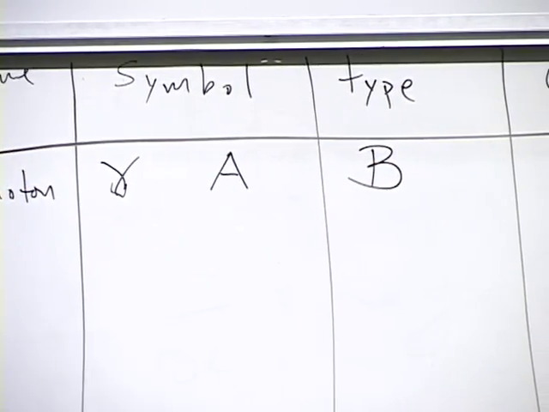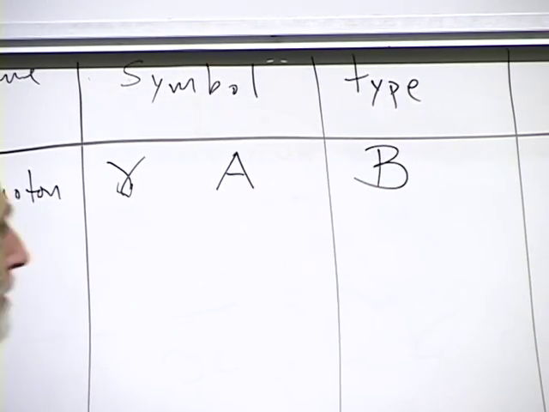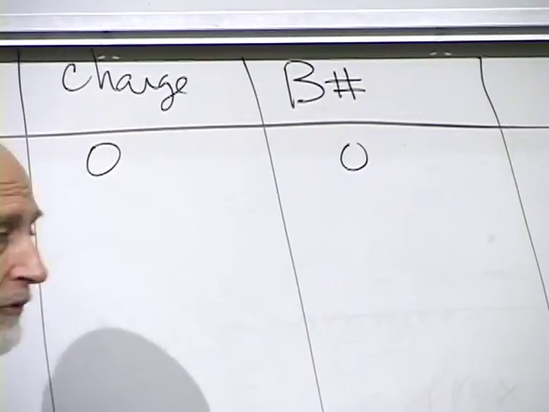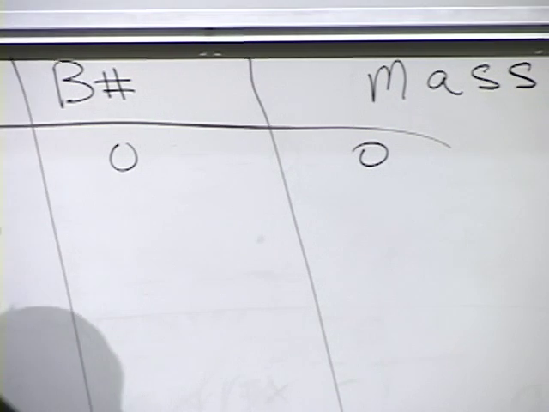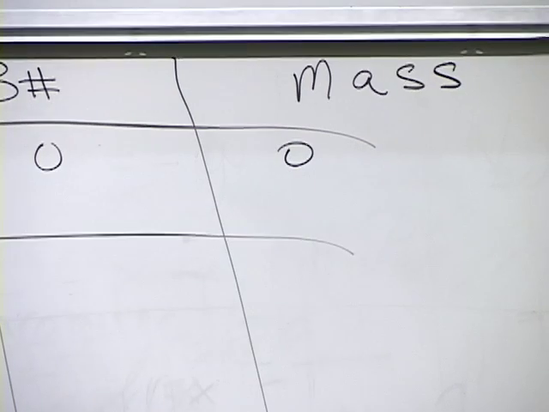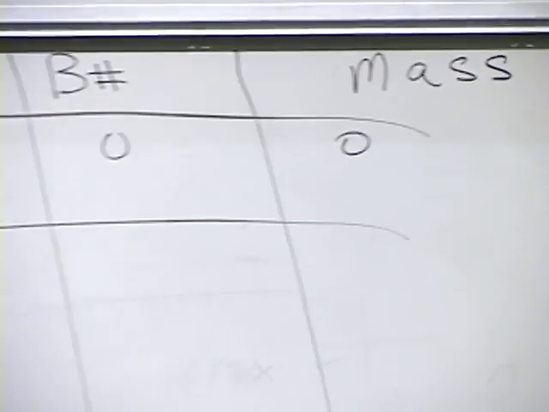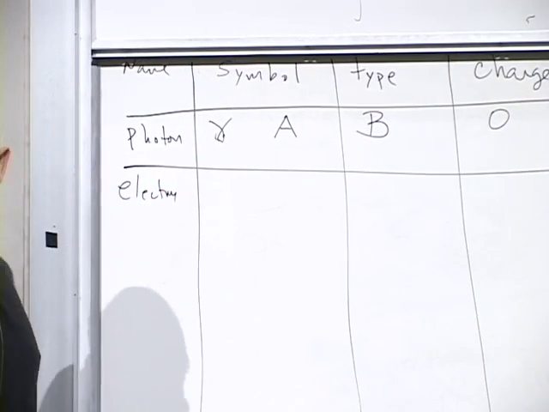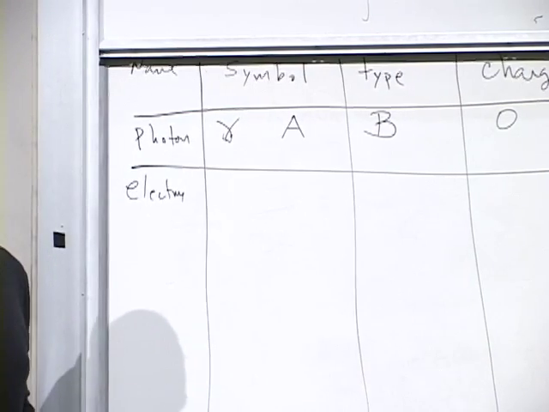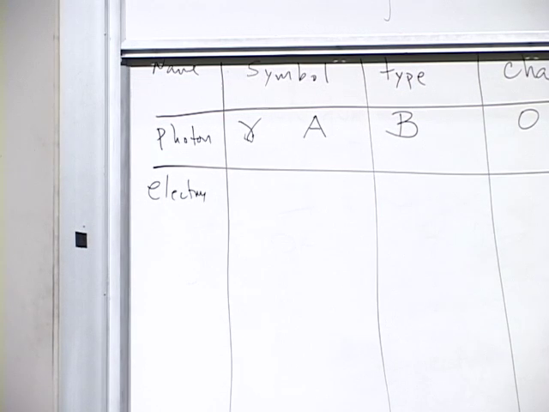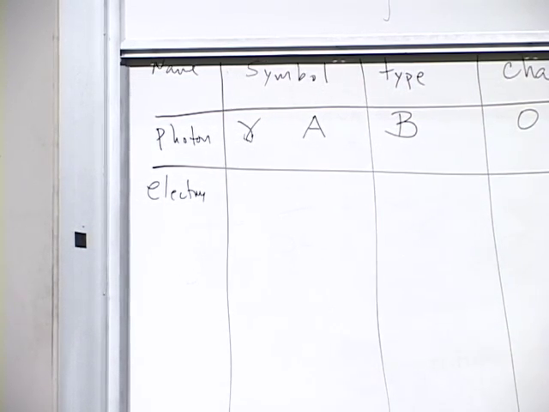I didn't write down the spin, but the spin is 1 unit of spin. The electric charge is 0. The baryon number, whatever that is, is 0, and the mass is 0. So that's the first particle. Next particle of interest is the electron. Now, the electron is a particle which has an antiparticle. It has an electric charge. If it has an electric charge, it must have an antiparticle of the opposite charge.